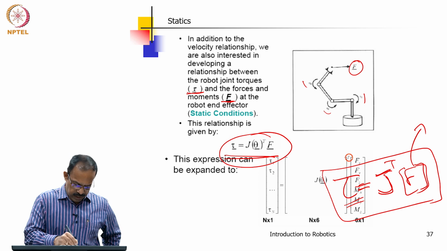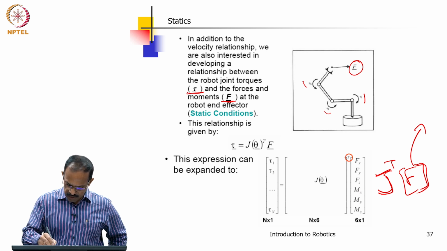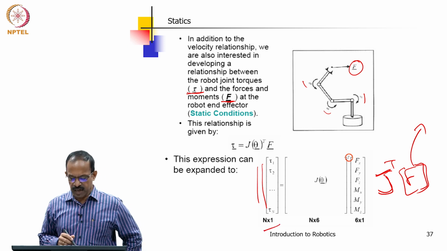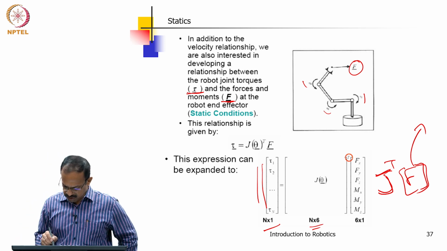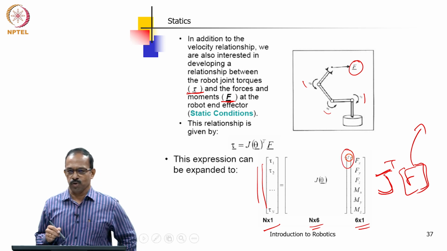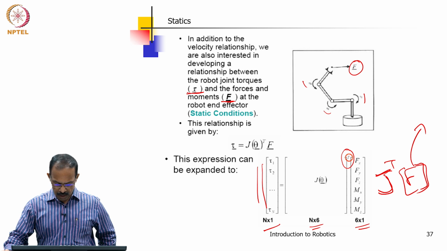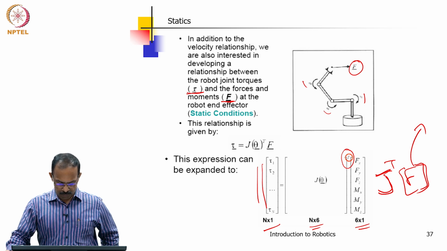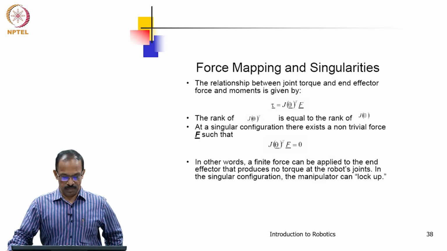So, you can write this as tau 1, tau 2, up to tau n, depending on the number of joints; you have n joints. So, you will have the joint torques 1 to n, which is an n by 1 vector. This is an n by 6 Jacobian, and then this will be a 6 by 1 vector Fx, Fy, Fz, Mx, My, Mz, and the transpose of the Jacobian, which is an n by 6 matrix, will be used for getting this. That is the way you do the static analysis.